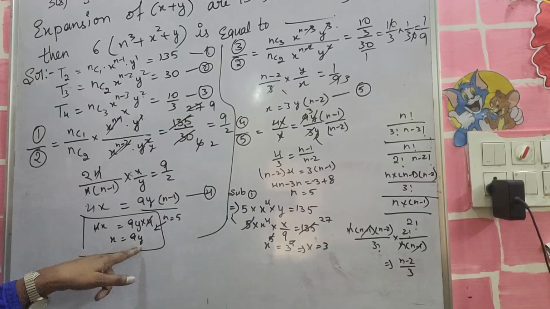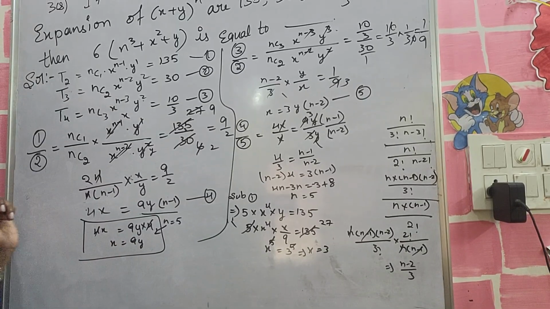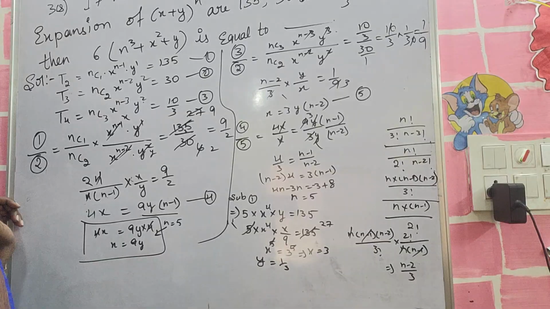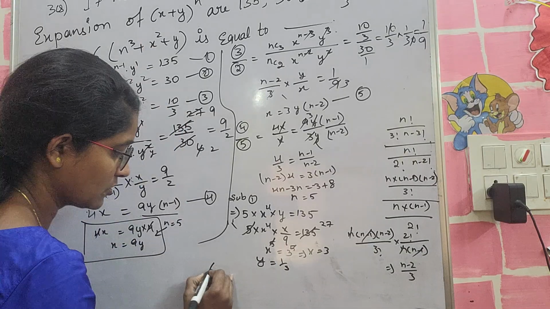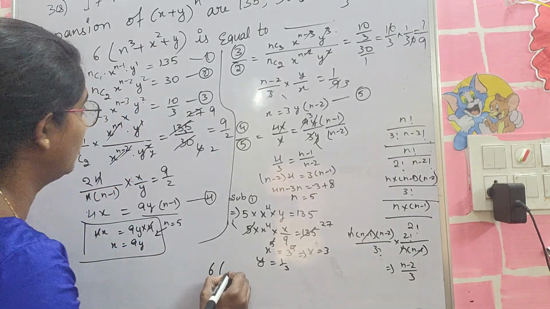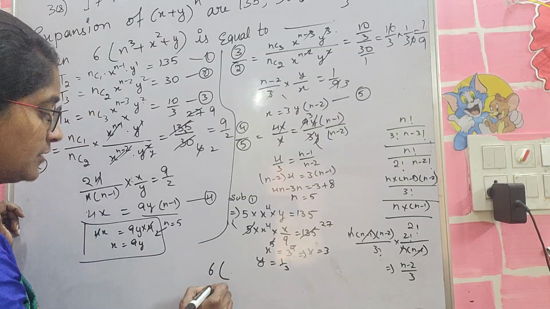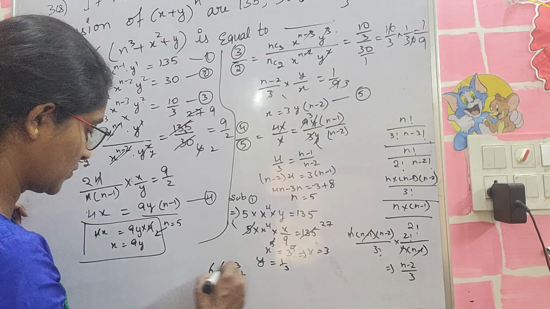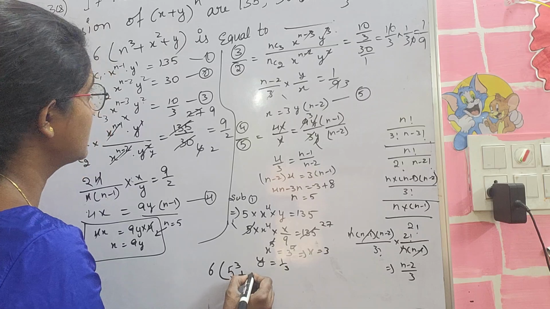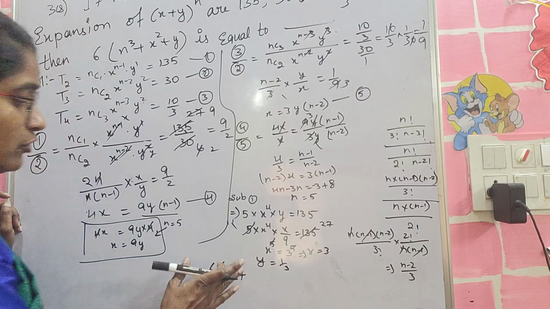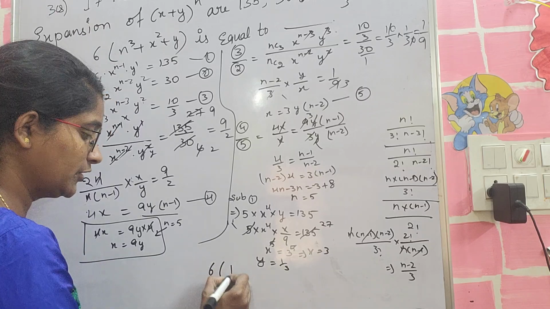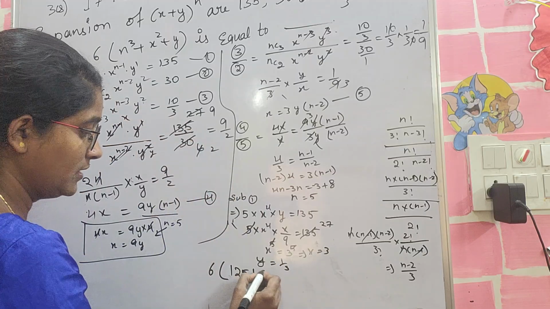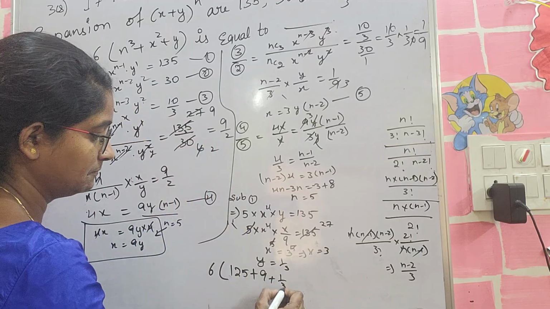Now y value is how much? If x is 3, then y is equal to how much? 1 by 3. Now finally I'll substitute in the sixth one. N cube is how much? N is 5, so 5 cube plus x square is what? 3 square. 5 cube is how much? 125 plus 3 square is 9 plus 1 by 3.